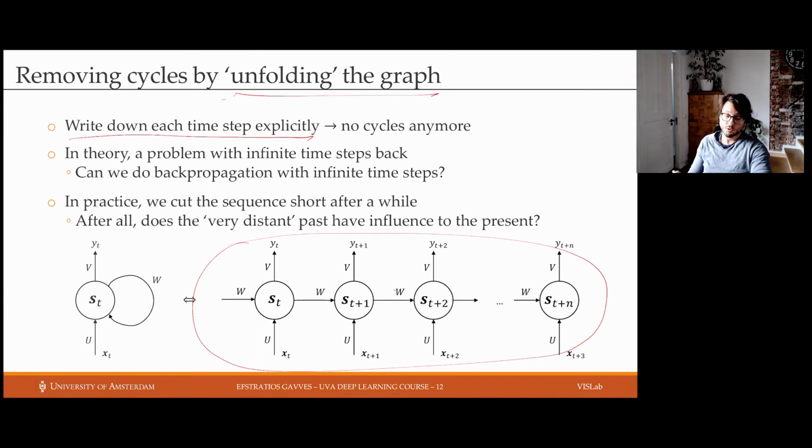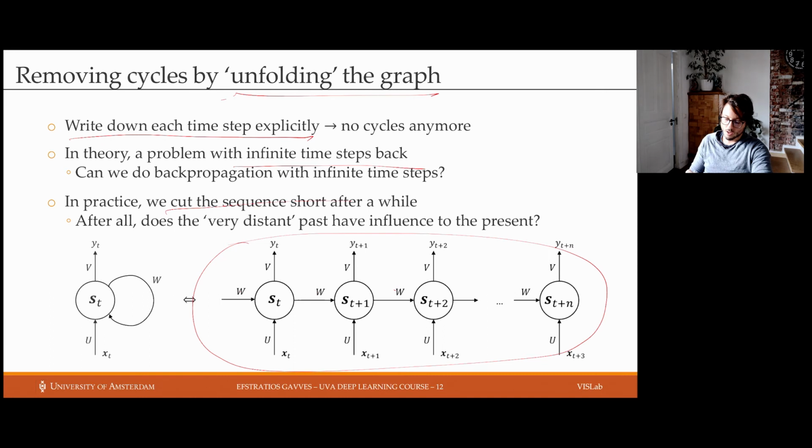Of course, in theory, we could have a problem with infinite time steps, right? So we would have to unfold for infinite time steps, but in practice we can cut the sequence short, as we'll see. That's called truncation, and that's not necessarily a bad design choice, because after all, more often than not, we don't really need to have an infinite past. It's actually going to be irrelevant and even disturb our future predictions.